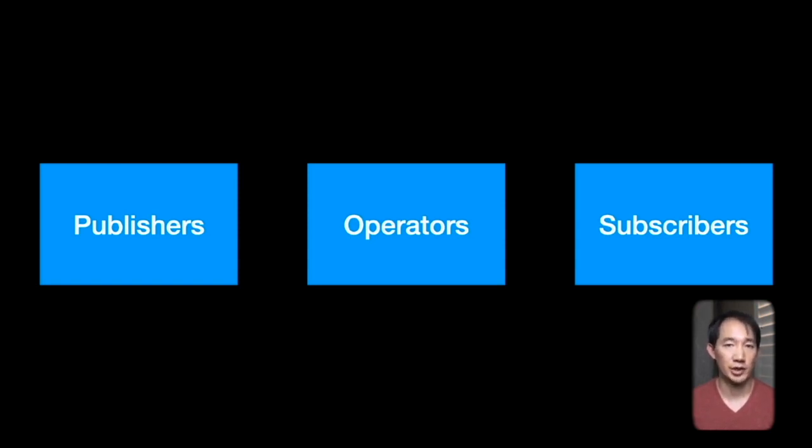If you're familiar with NotificationCenter, I like to think of Combine as being a similar model. In NotificationCenter, you post or publish a notification, and on the receiving end, you subscribe or observe that notification and perform an action on it.